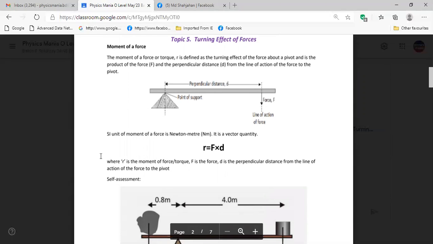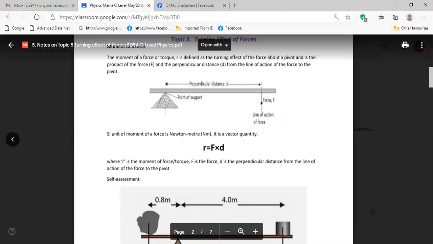Moment of a force. The moment of a force or torque is defined as the turning effect of the force about a pivot and is the product of the force and the perpendicular distance from the line of action of the force to the pivot. You write the heading moment of a force, then you write the formula. Write the formula: moment equals F cross D, where F is the force applied and D is the perpendicular distance from the pivot. And the SI unit of moment is Newton meter.